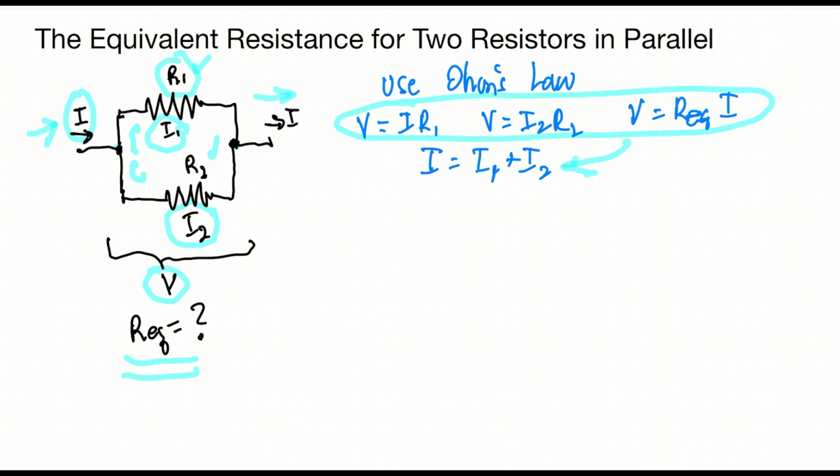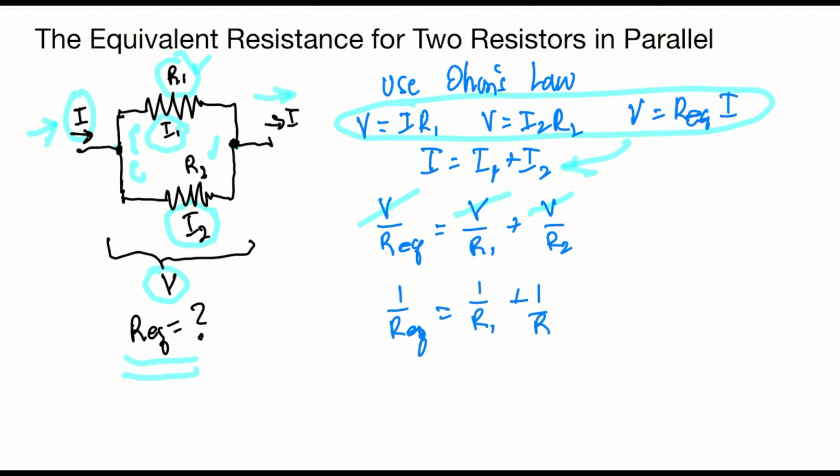If we solve for I, V divided by R equivalent is equal to V divided by R1 plus V divided by R2. Now we notice that the V's will just drop out. So what we're left with is 1 over R equivalent is equal to 1 over R1 plus 1 over R2. That's the result we were looking for.